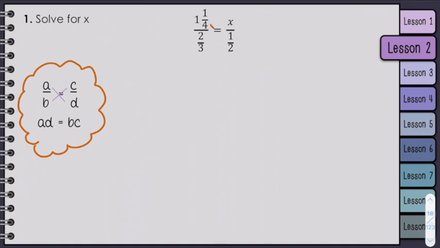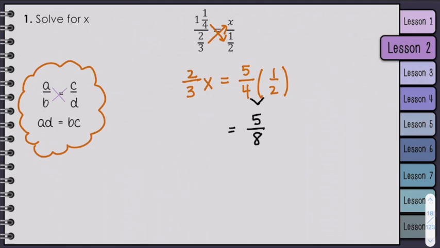So that means 1 1/4 times 1/2 and 2/3 times x. So 2/3 times x equals, I'm going to change this 1 1/4 to 5/4 times 1/2. So what I'm going to do first is I'm going to multiply my 5/4 and 1/2. I'm going to get 5 over 8, and that's still set equal to 2/3 times x.